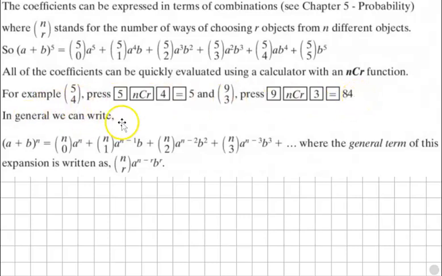In general, we can write (a plus b) to the power of n is equal to n choose 0, a to the power of n, plus n choose 1, a to the power of n minus 1 times b, plus n choose 2, a to the power of n minus 2 times b squared, plus n choose 3, a to the power of n minus 3, b cubed, plus dot dot dot, where the general term of this expansion is written as n choose r times a to the power of n minus r times b to the power of r.